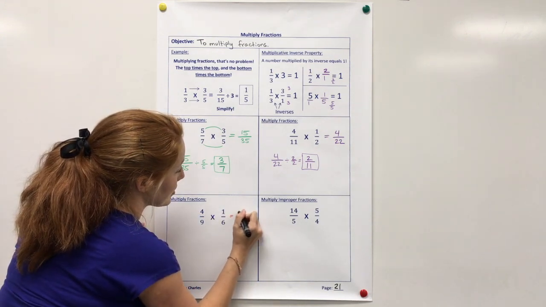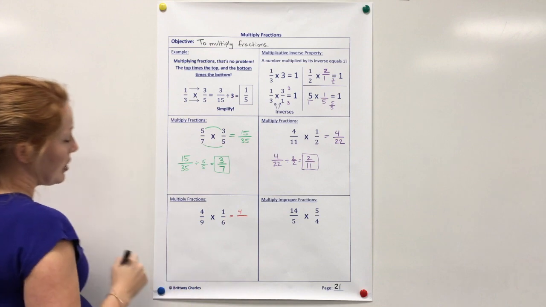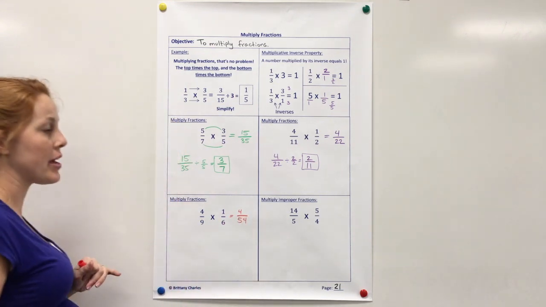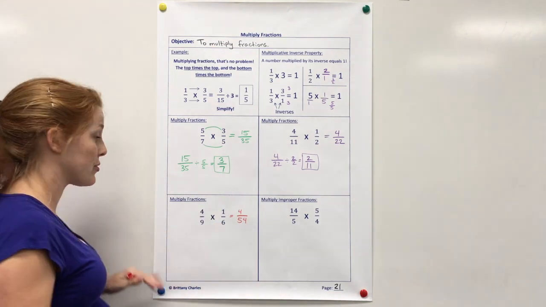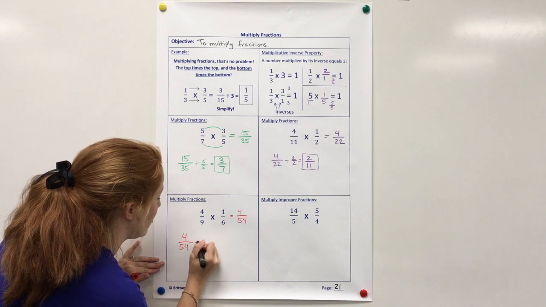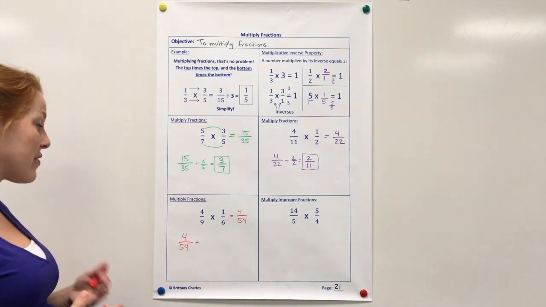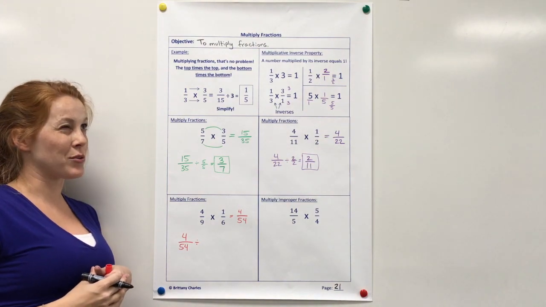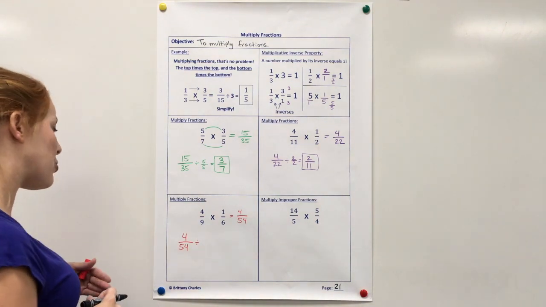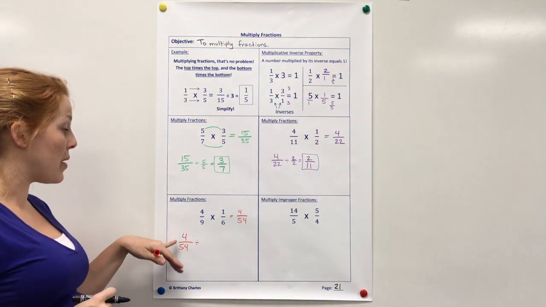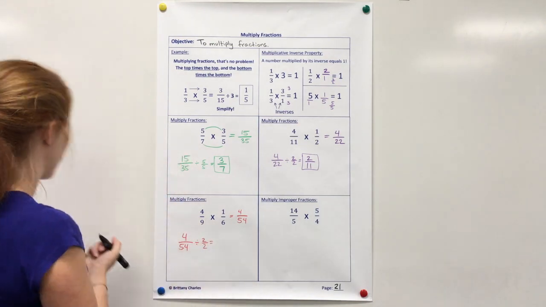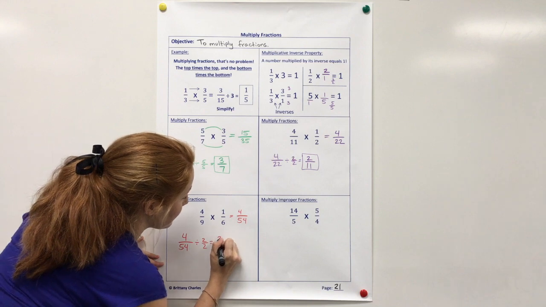4 times 1 is 4. 9 times 6 is 54. And again, I know they're both even, so I know I can reduce it. So now I need to think, what can I divide by? Well, would 4 go into this? 48, 52, 56, so no. But 2 would, so I know I can at least divide by 2/2. All right, and that would be 2.